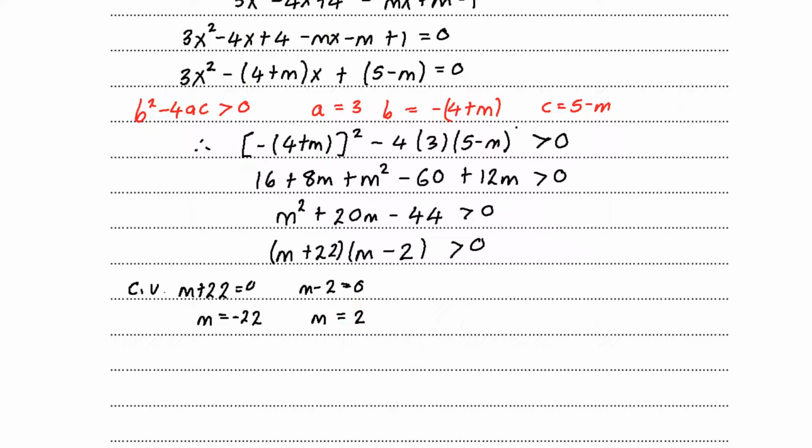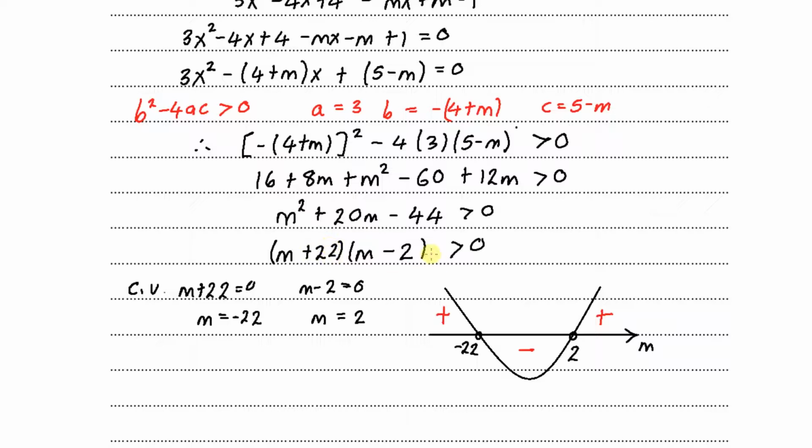So to find the set of values, I prefer to use the graphical method. With the graphical method, I'll be having here, this is like the m, and we have it like this. So here we've got minus 22, and here we've got 2. Then this is positive above and negative below.